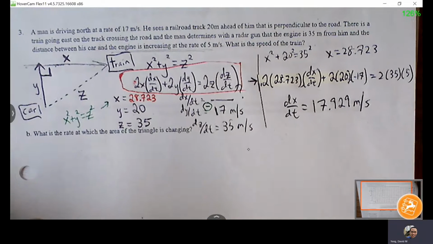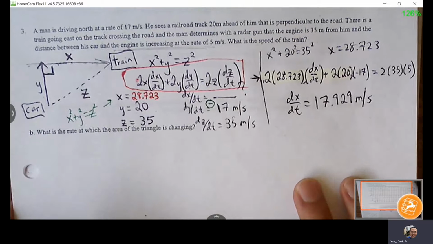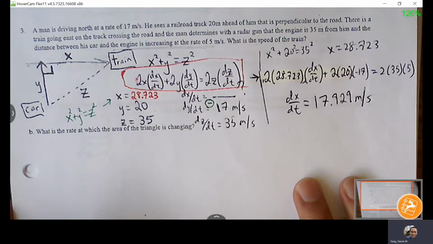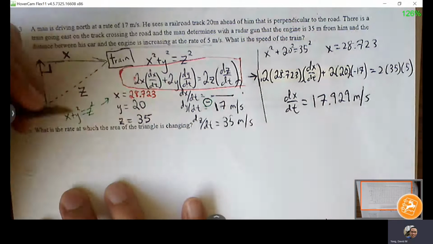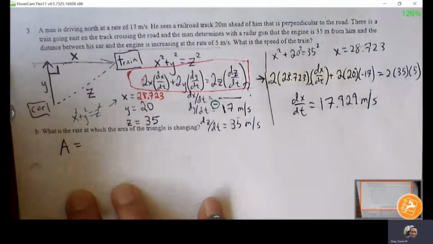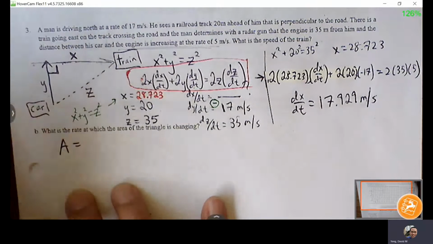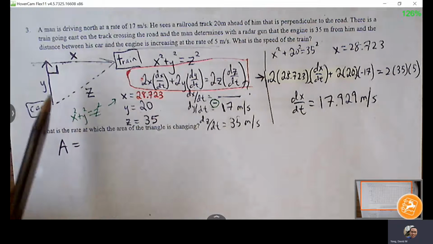Okay, so here's the extension for part B. At what rate is the area of this triangle changing? So let's build our area of the triangle first. What's the area of this triangle based off of the variables that I've used here? Is it not the same equation as the first?